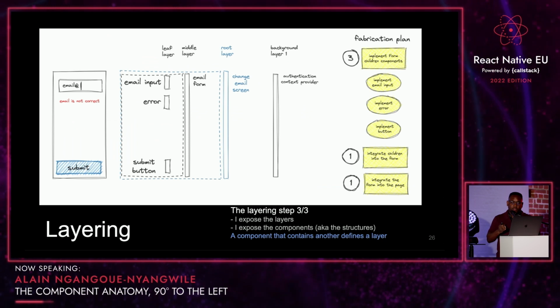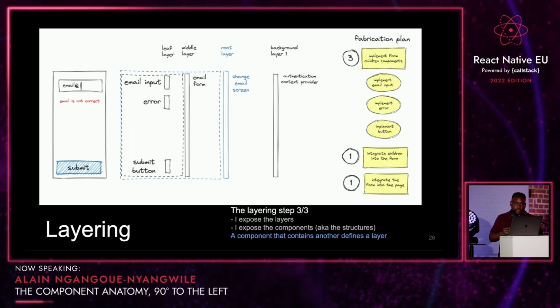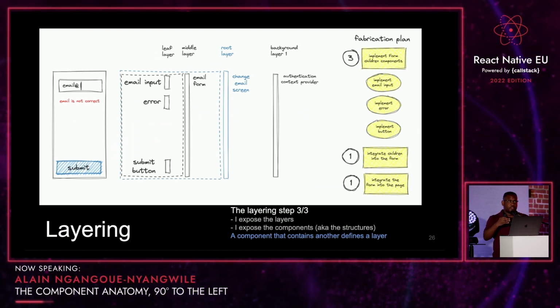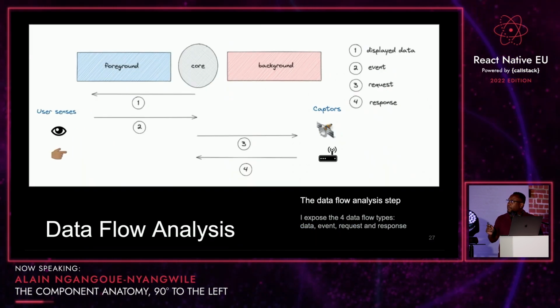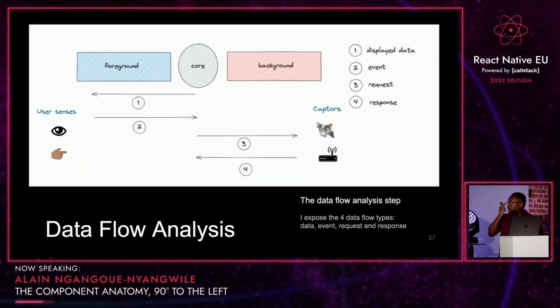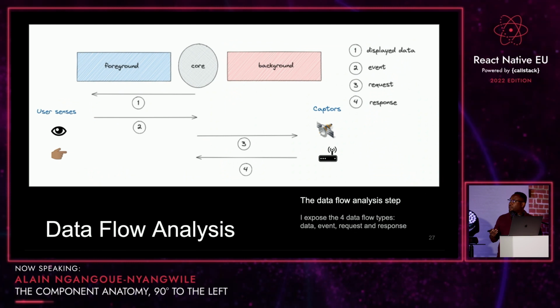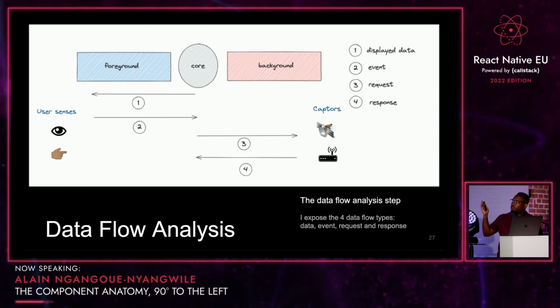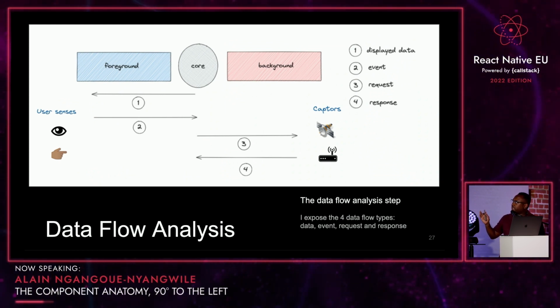When we know which structure we want, then we can try to draw the data flow. How does it work? There are 4 kinds of data flow. We have the display data that goes to the user, the event that comes from the user, the request that goes to the captors, and the response that comes from the captors.